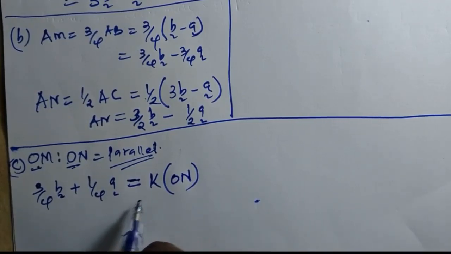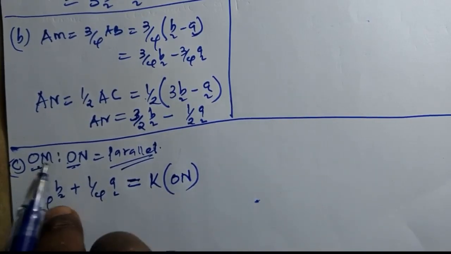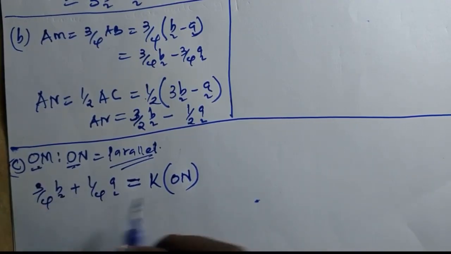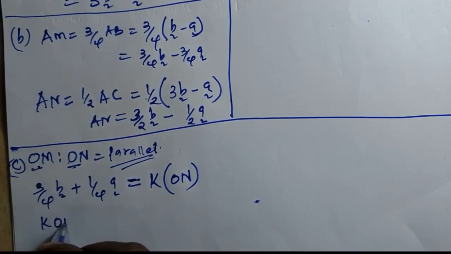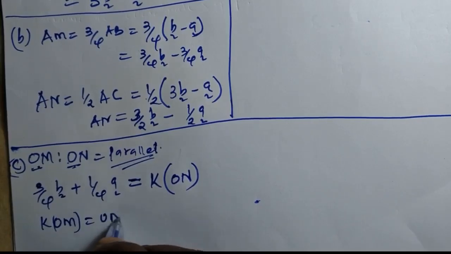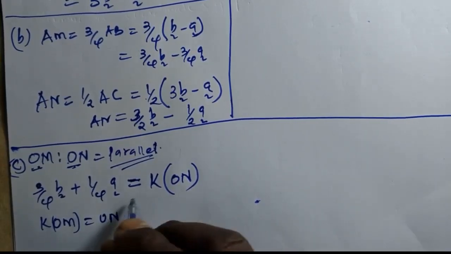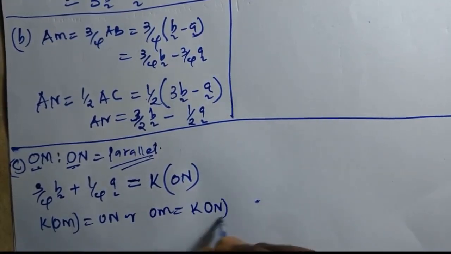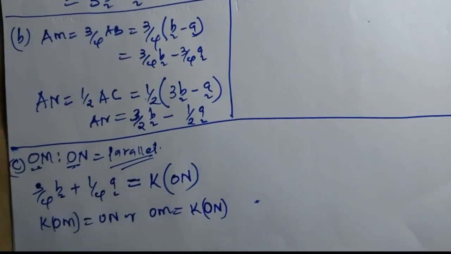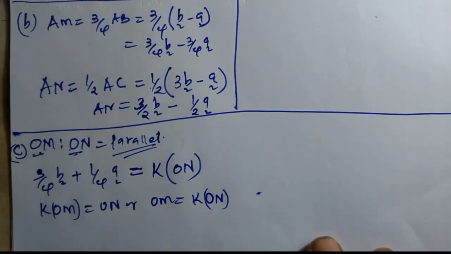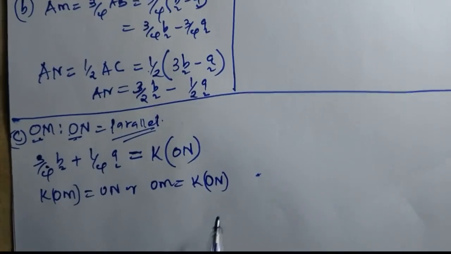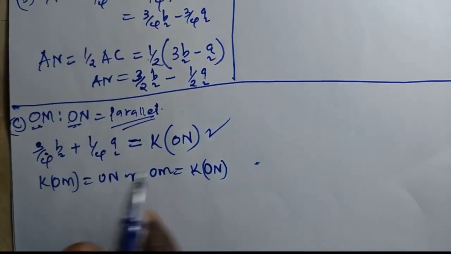You must express one in terms of the other, and if it is possible to express one of them, you must put K there. You can say K OM is equal to ON, or this way, OM is equal to K ON. It must be expressed in terms of the other. So I have decided to express that OM is equal to K ON. So let us use this one, but you can use either.